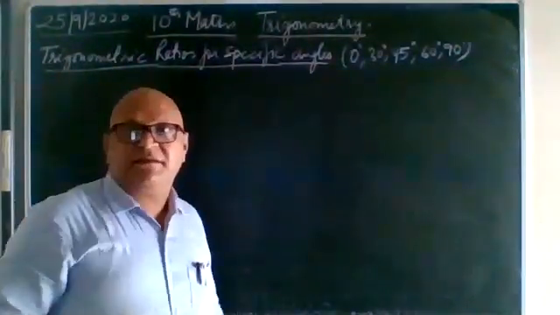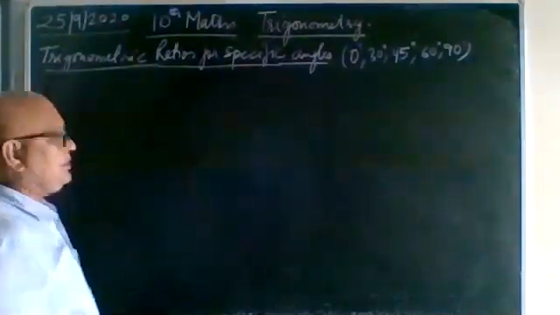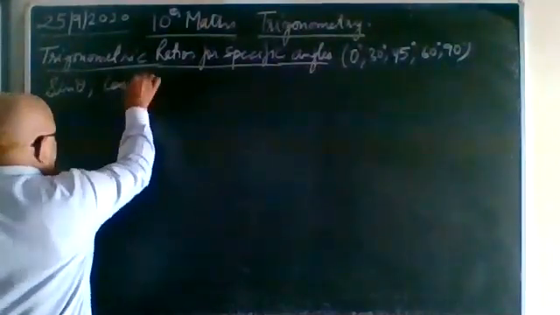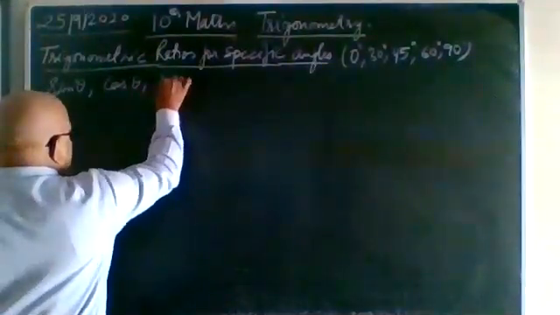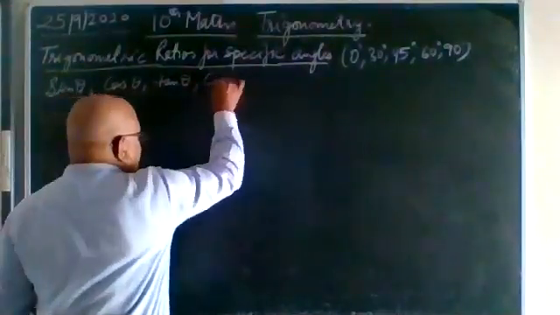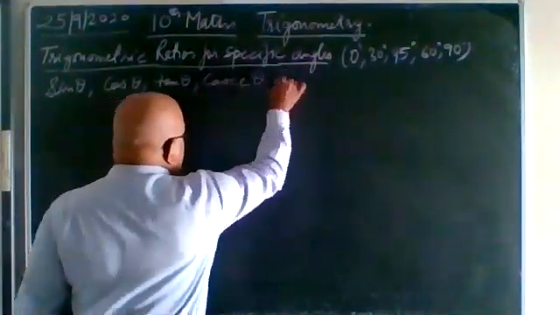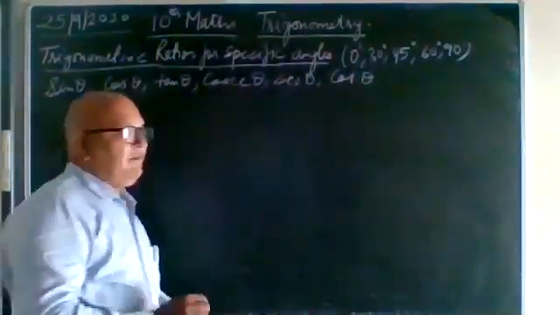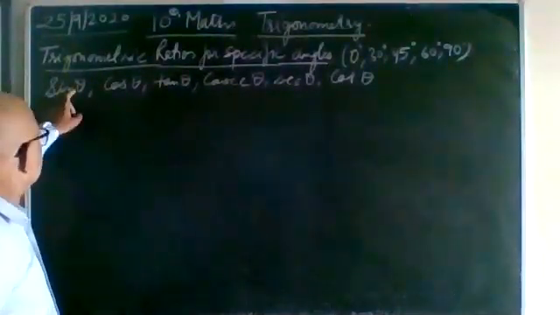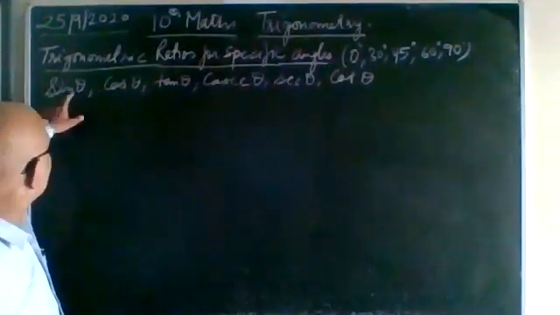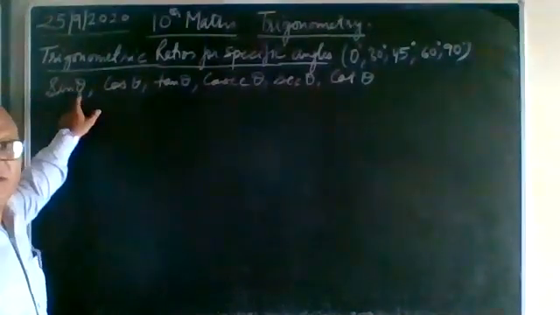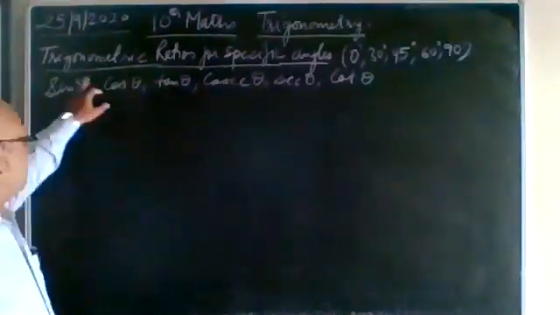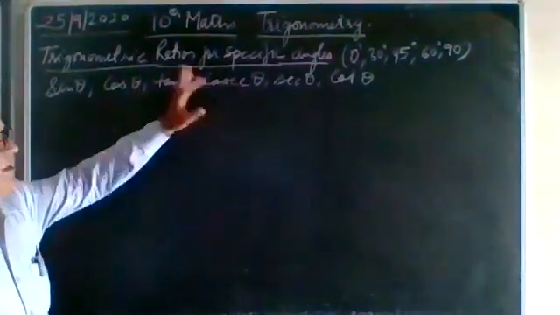Now, we have studied trigonometric ratios, that is sin theta, cos theta, tan theta, cosec theta, sec theta, cot theta. Now, when I say theta is 0, you have to find out sin 0, cos 0, tan 0, cosec 0, cot 0. For one angle, 0 degree, you have to find out all.